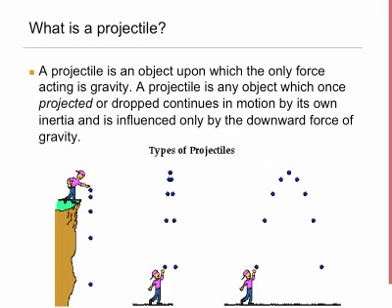Or even if you go skydiving, you jumping out of the plane and falling before you open your parachute, just while you're falling, you would be a projectile there when you jump out of a plane. Those would be examples of free-falling projectiles.